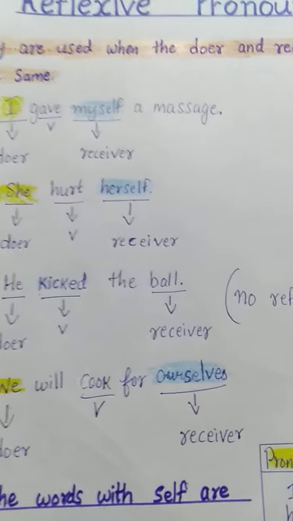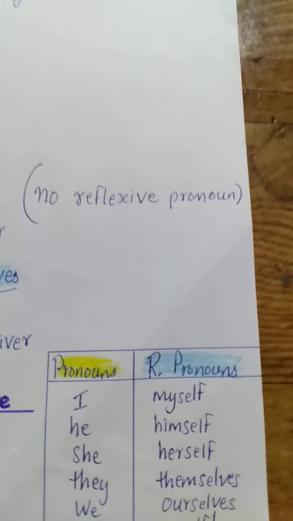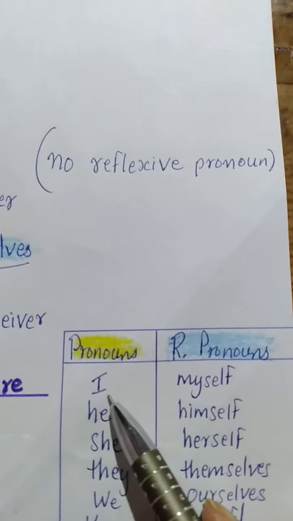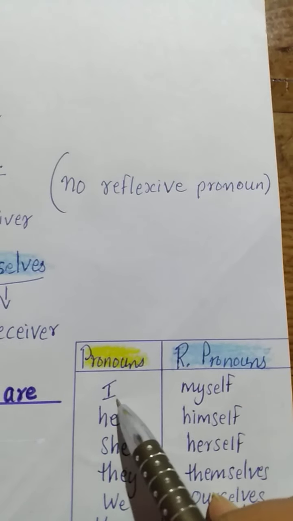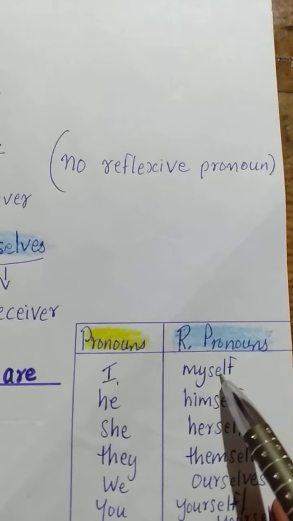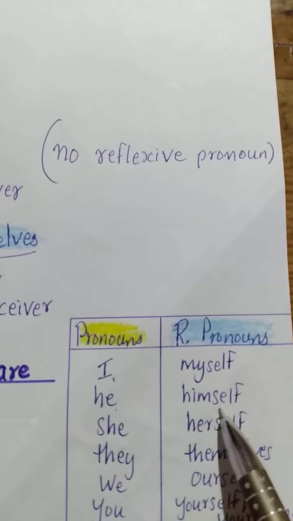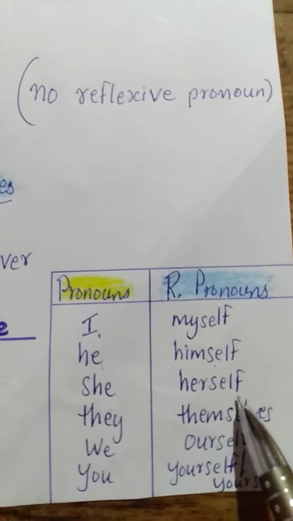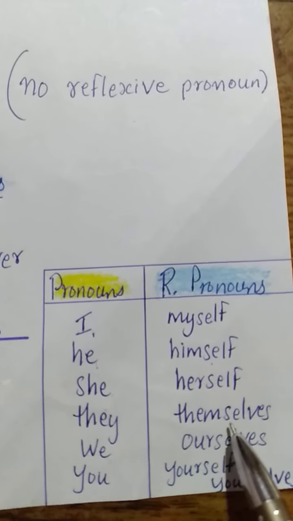So now let's sum it up. Let's have a review. Pronouns: when the doer is I, and if we have to use the reflexive pronoun, then we use myself. For he, we use himself. For she, we use herself. For they, we use themselves.